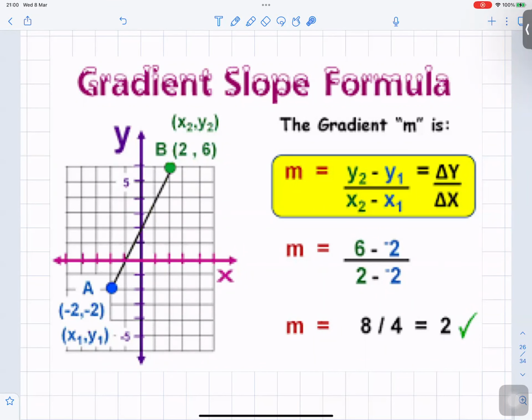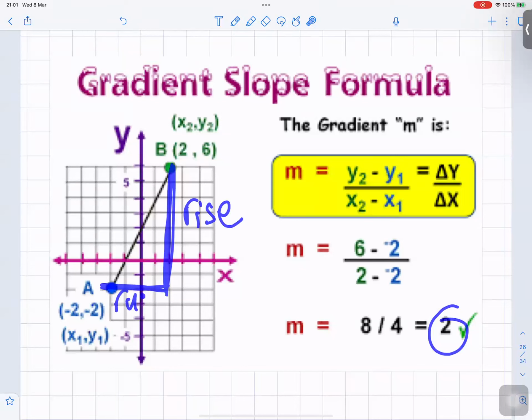So this is a gradient slope formula which I wanted you to have so that you can remember it. It helps you to remember what's in yellow there. When you want to find the gradient, you put the Y2 value minus the Y1 value divided by the X2 value minus the X1 value. That gives you the gradient. Or you can draw a triangle on the diagram and work out the rise divided by the run. Very important to be able to find gradient.